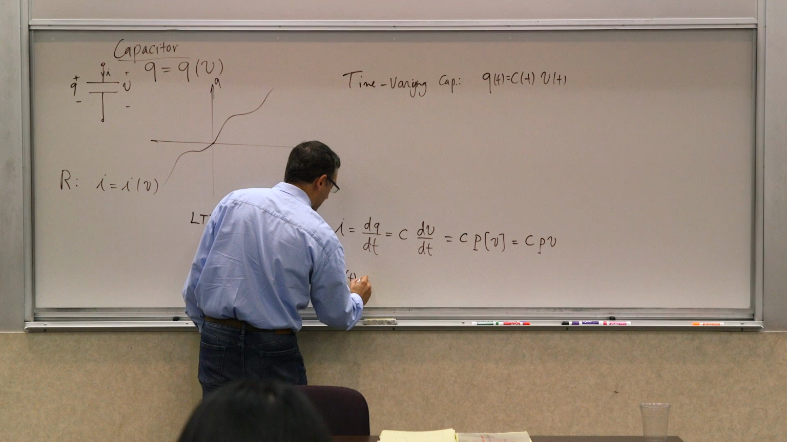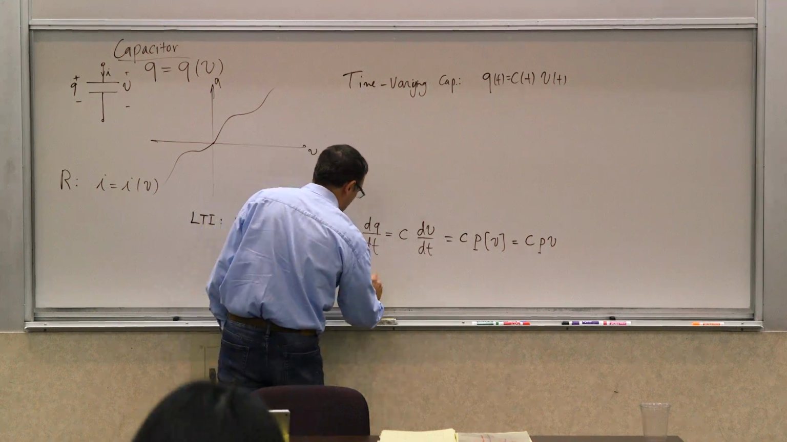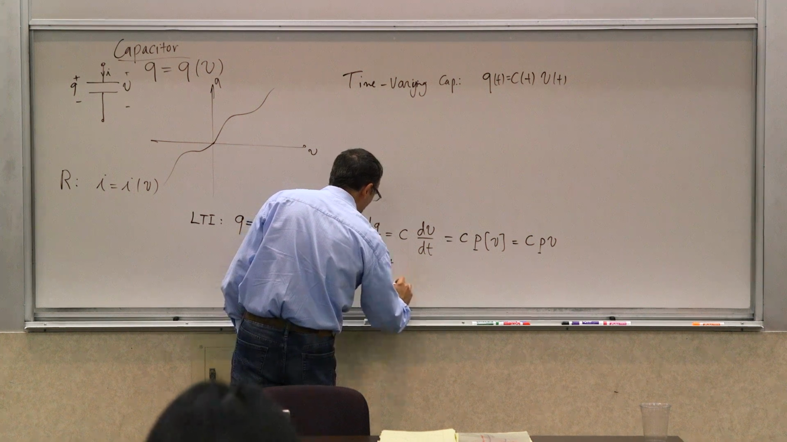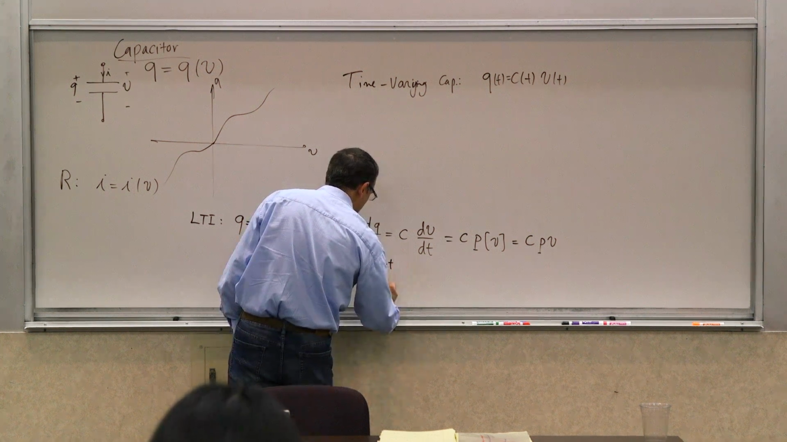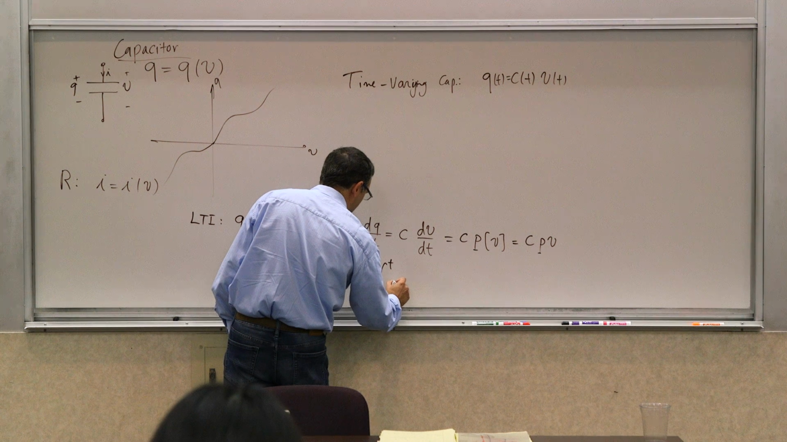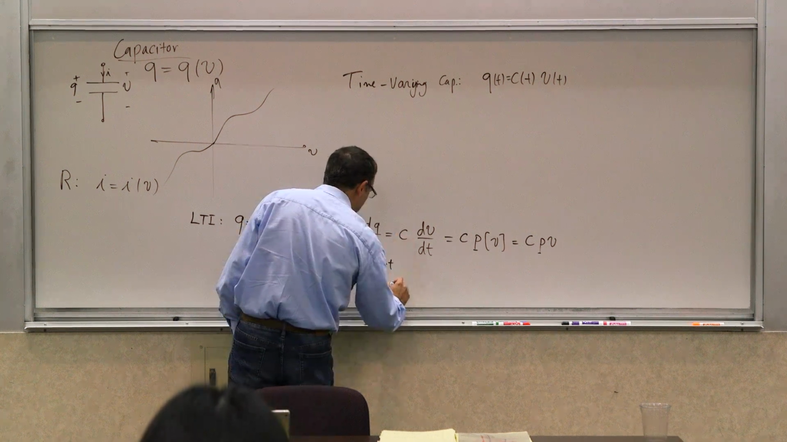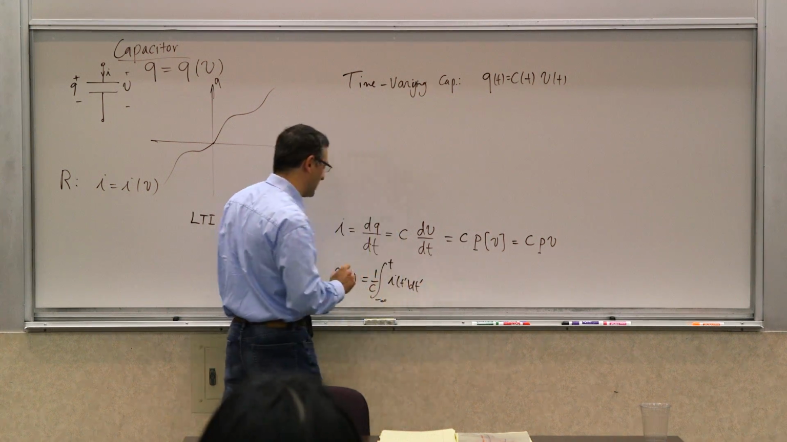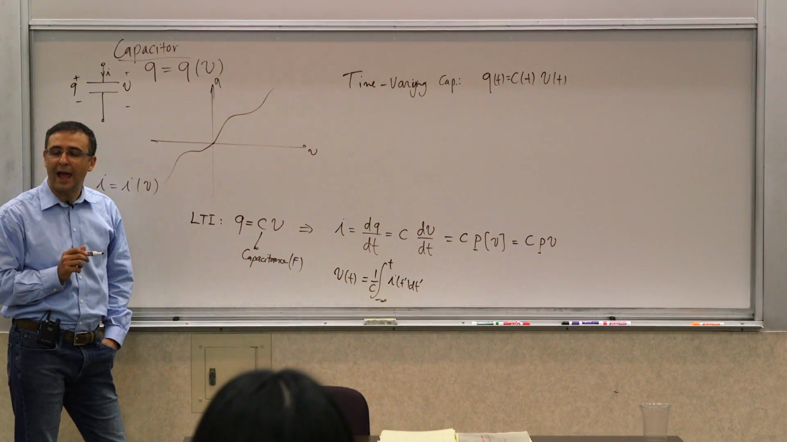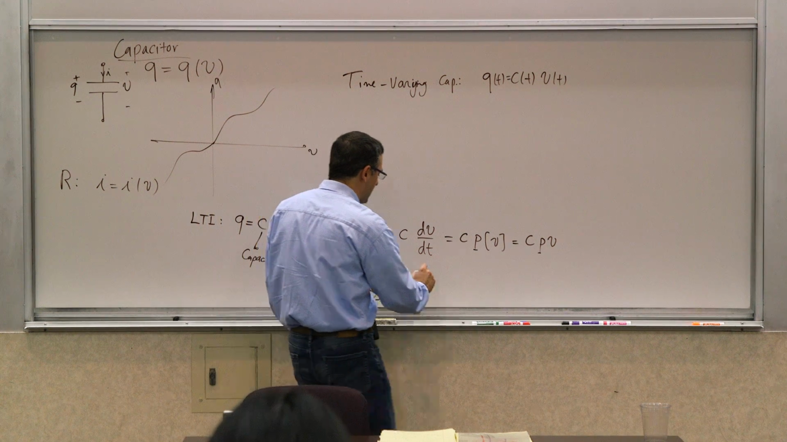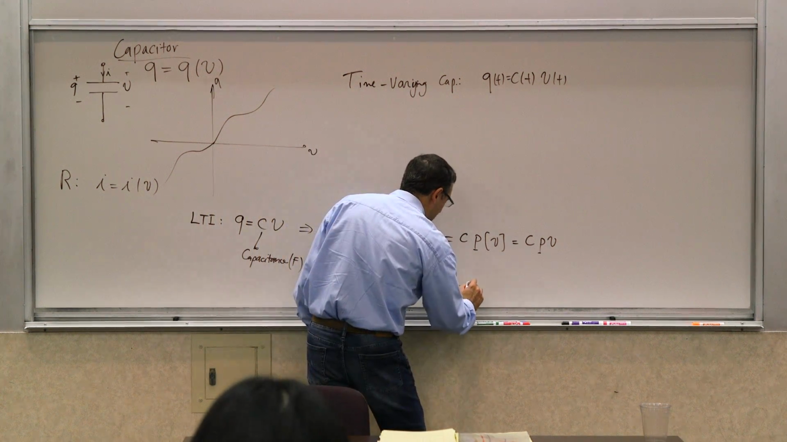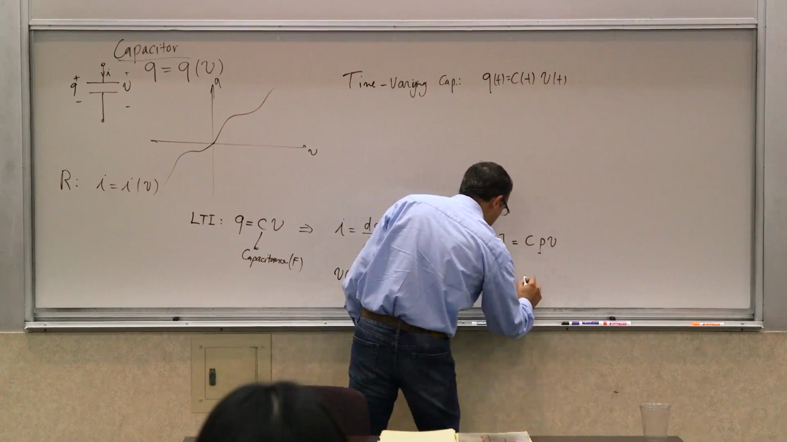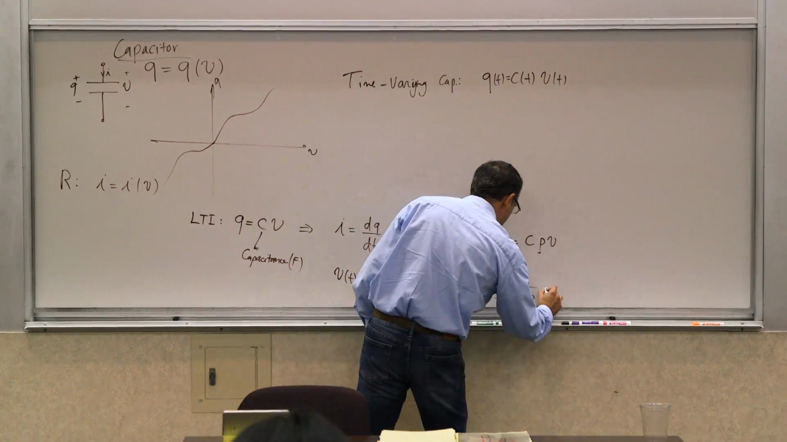In other words, V of t at any given time is going to be the integral from negative infinity to t of 1 over C, which is constant, so I'm taking it out of the integral in this case for an LTI capacitor, I of t prime dt prime, right? And in terms of the p operator, what does that look like? It's 1 over C, 1 over p of I, which I can also sometimes write this way.